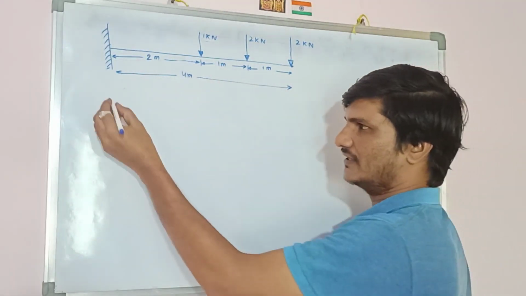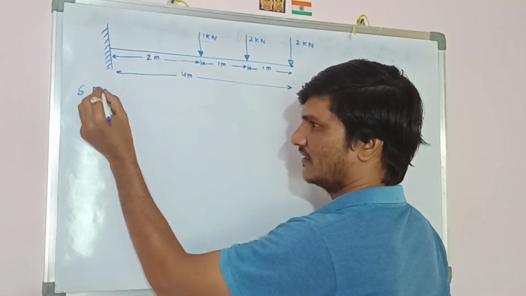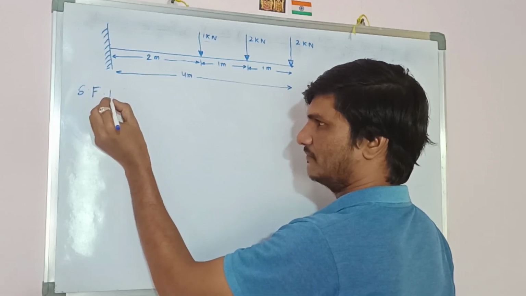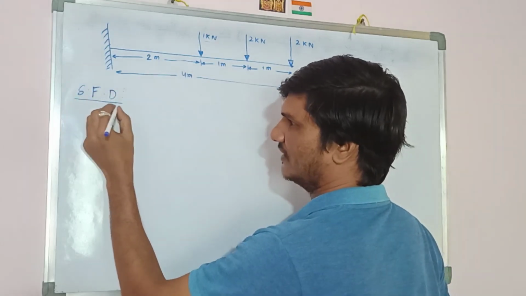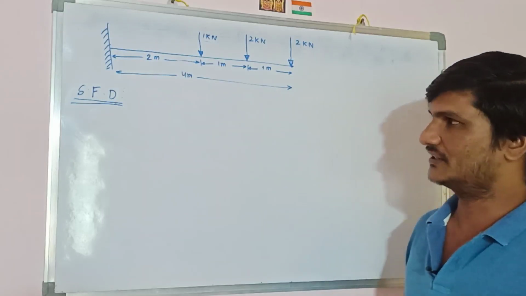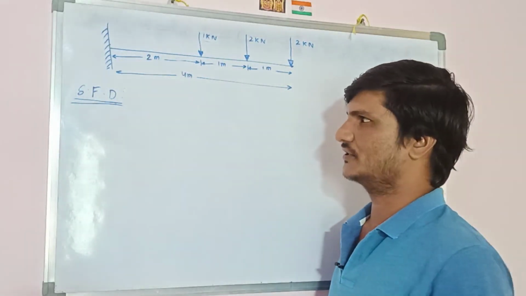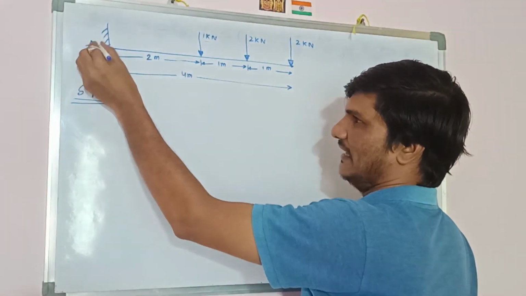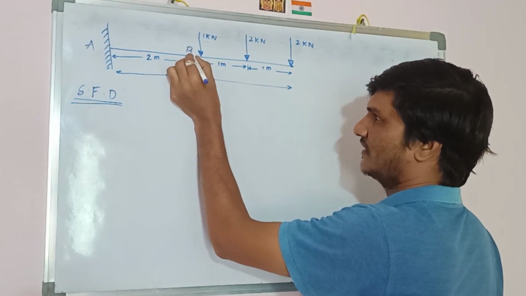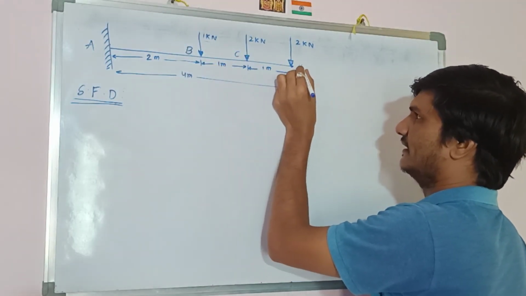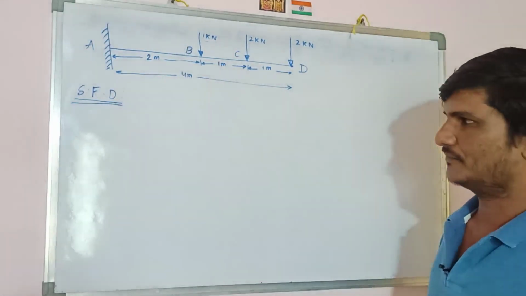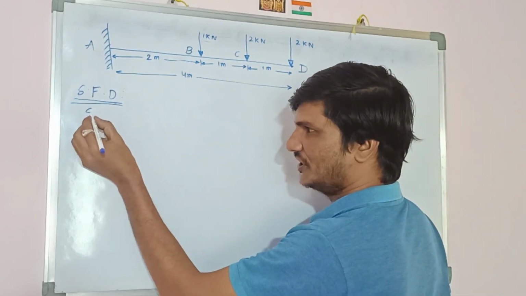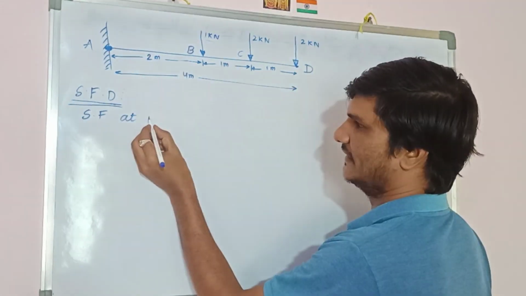So you need to calculate the shear force diagram. First you need to calculate the shear force at each point. Let us consider the points, I will represent them as A, B, C, D. Now what will be the shear force at D?